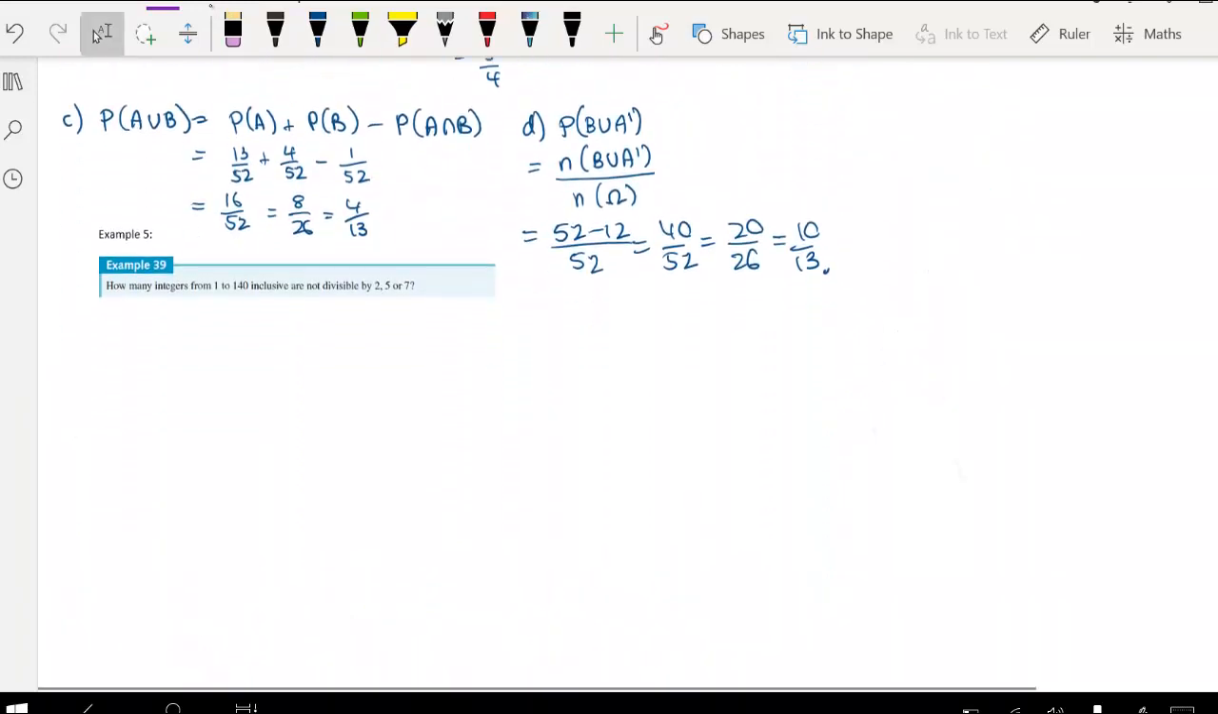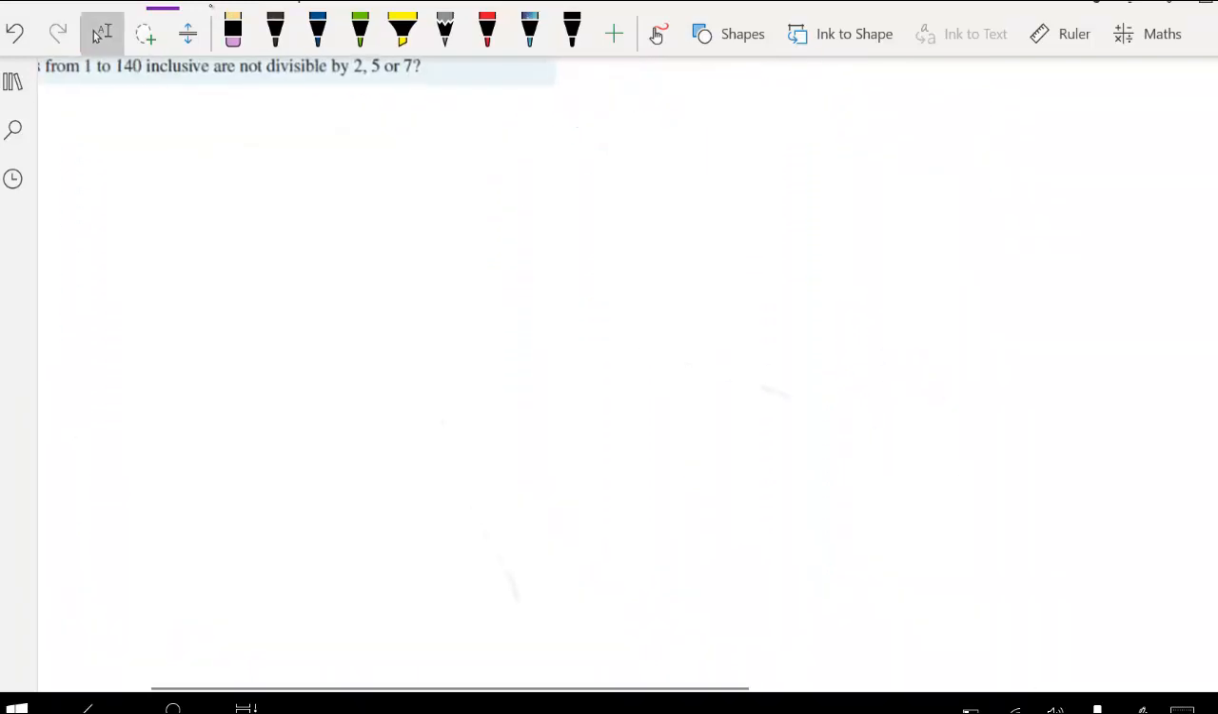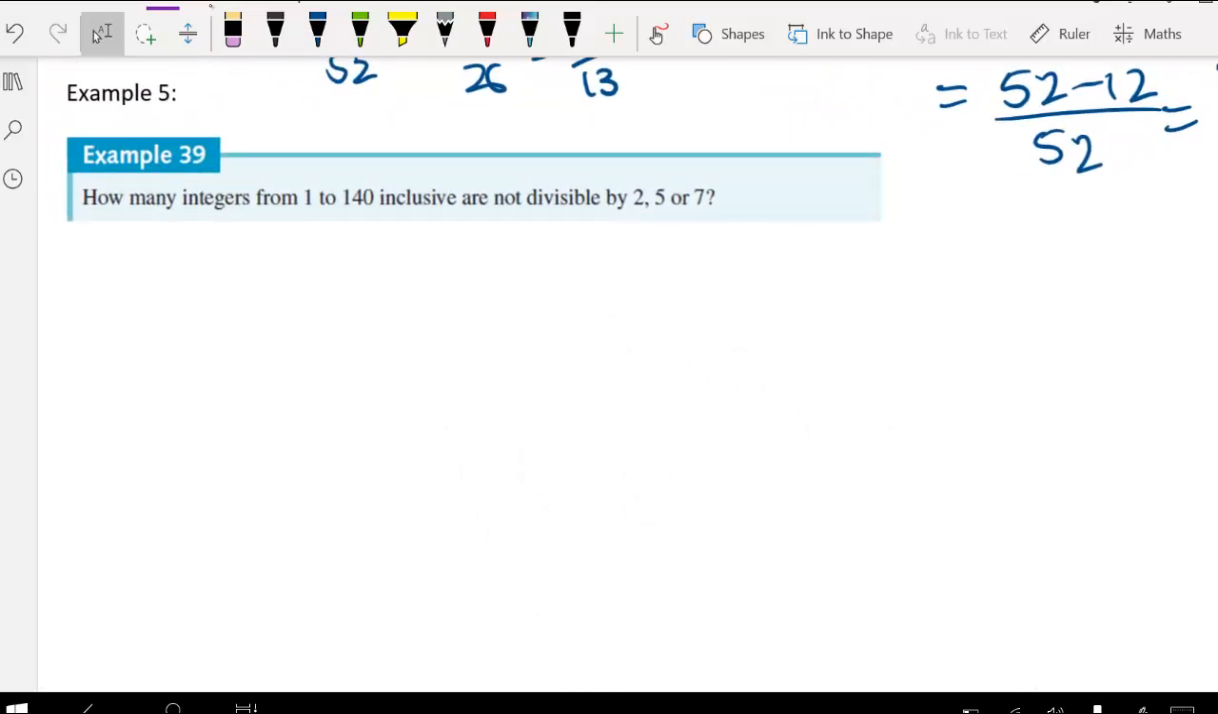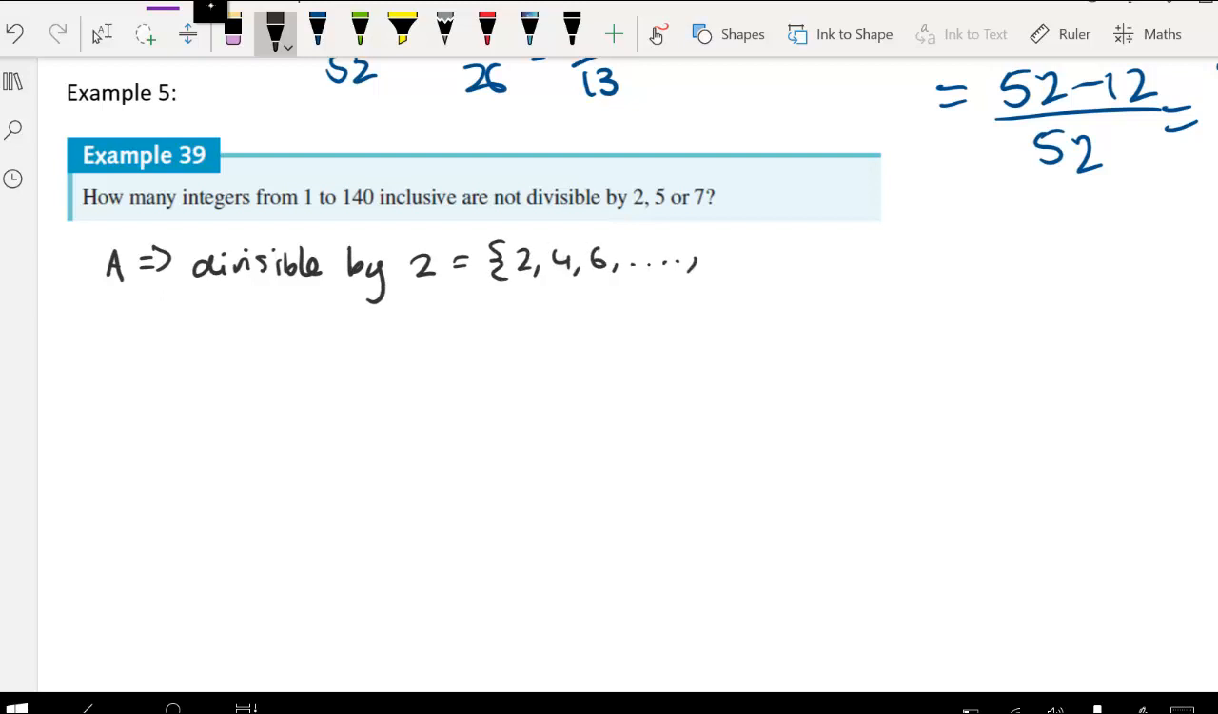Okay, so now we're up to the last example, and the last example is a complex one. How many integers from 1 to 140 inclusive are not divisible by 2, 5, or 7? So we're going to let A be divisible by 2, and so that will be a set that includes 2, 4, 6, all the way up to 140.